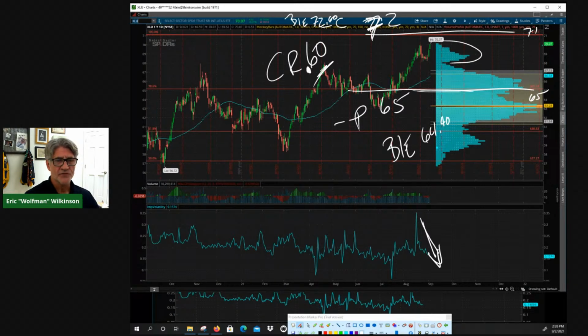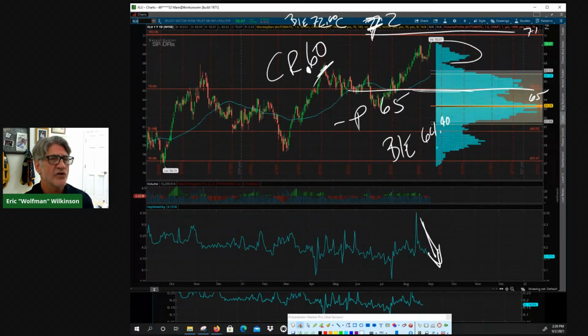For newer options traders, I would suggest that you get out at 50% of max profit. So here I'm collecting 60 cents. A newer trader, get out for 30 cents. All right? 50% of max profit for the newer traders, especially if you have a lower risk tolerance, and if it breaks your support and resistance.